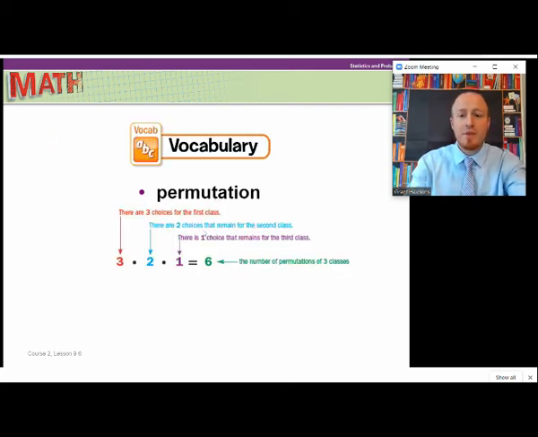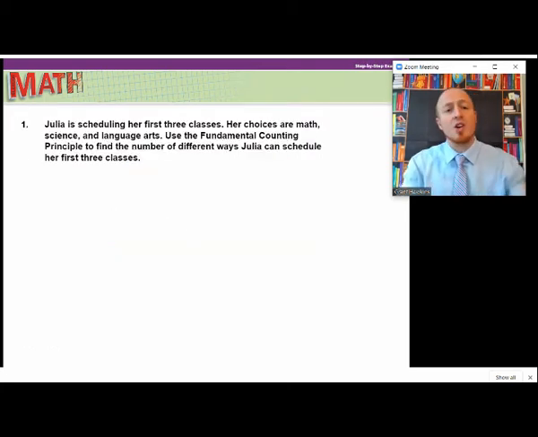So, the number of permutations of 3 classes would be 6, aka the number of possible outcomes. It's just a big word for number of possible outcomes. So let's look. Julia is scheduling her first 3 classes. Her choices are math, science, and language arts. Use the fundamental counting principle to find the number of ways Julia can schedule her first 3 classes.